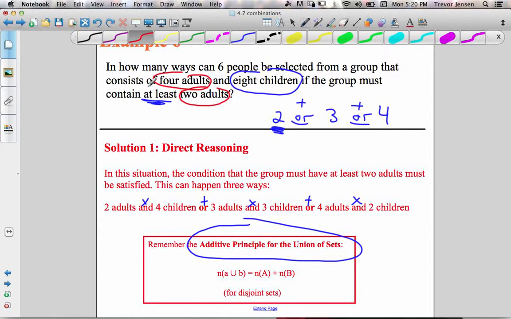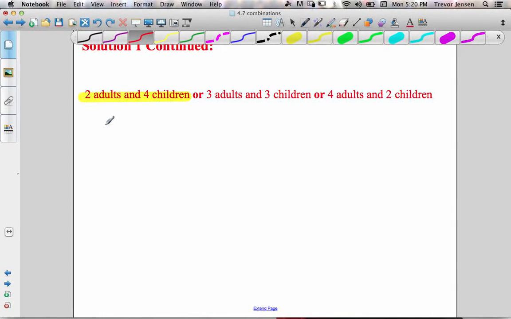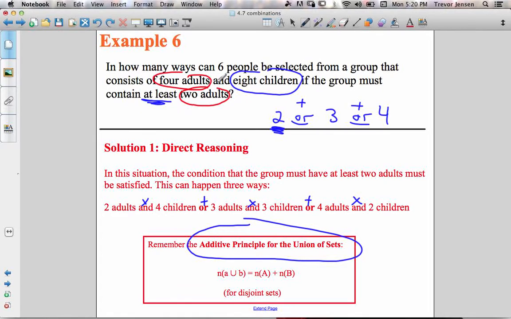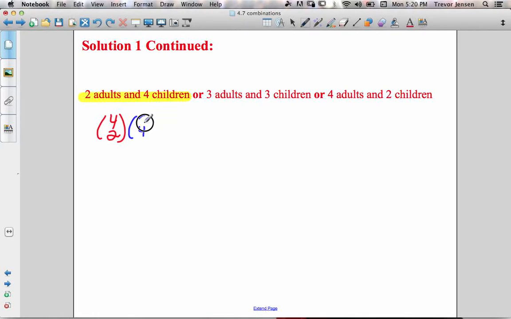So how many different ways could I choose 2 adults from 4? Well, I have to do 4 choose 2. But also, remember, the group also needs 4 children. I need 2 adults and 4 children. So I need to multiply that by how many ways could I choose 4 children from, I think there were 8 children to choose from. So times 8 choose 4. Now, that's one way I could satisfy the condition.